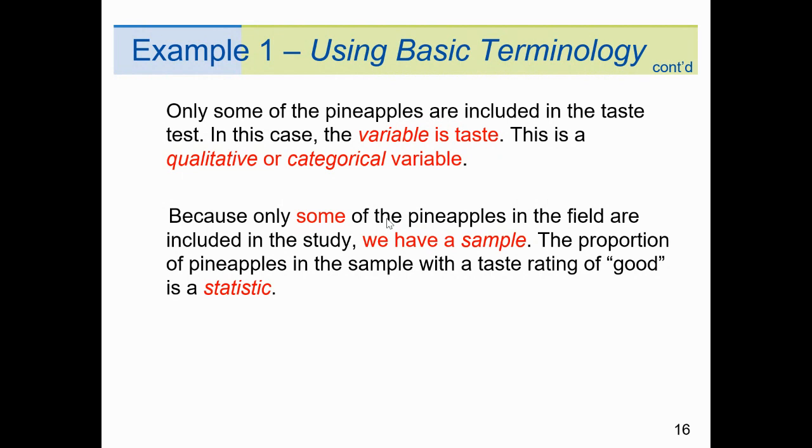So here's a case where the variable is taste, and it's a qualitative variable. It's not a number. It's either poor, good, or excellent, whatever. Because only some of the pineapples in the field are included, we have a sample. And the proportion of pineapples that have a rating of good would be a statistic, because it's based upon a sample. We didn't take a bite out of every pineapple in the field.